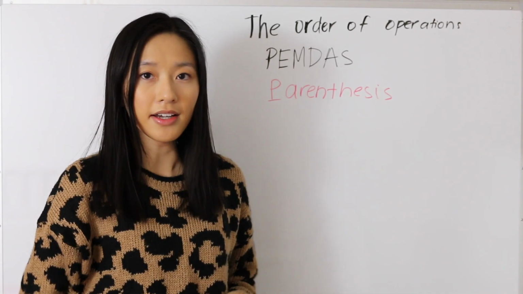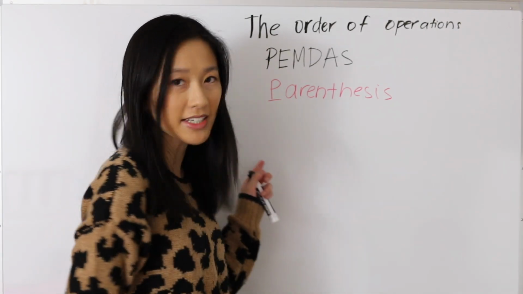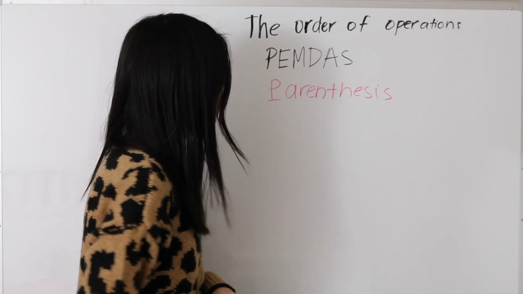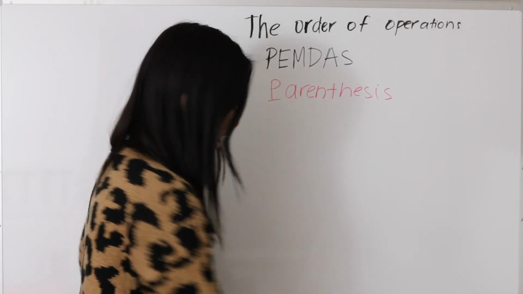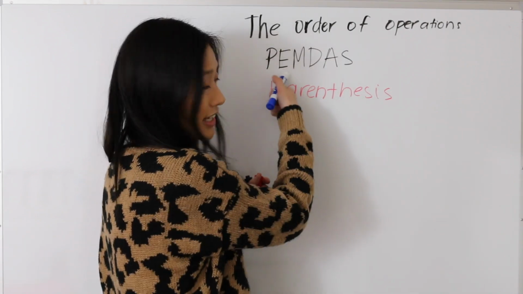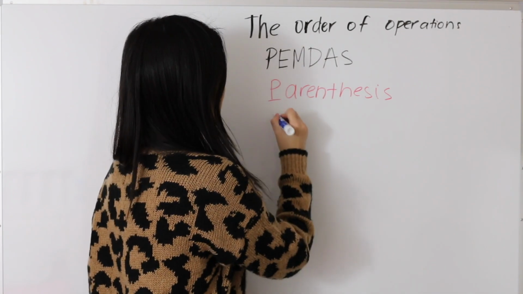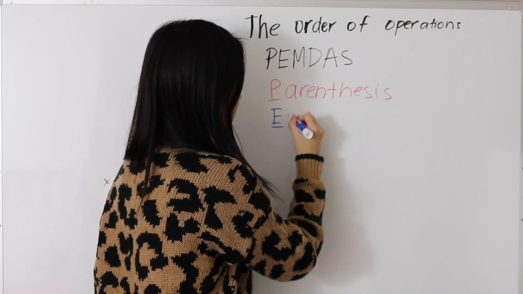So if there's an expression and we have parentheses, this is the first thing that we're going to focus our attention on and evaluate. The next thing that we look for is exponents. So that's what the E stands for.